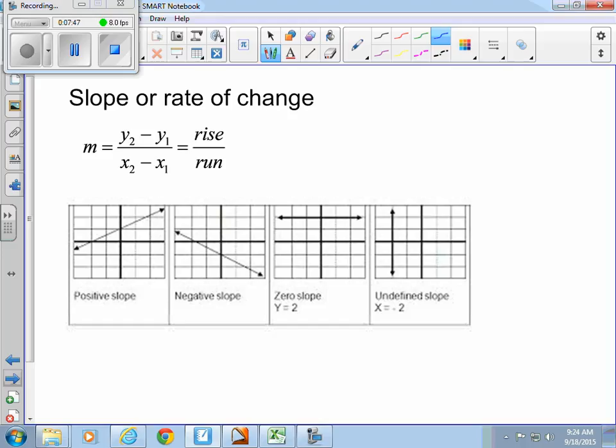No, that would give you the distance, like the line between the 2 points, not slope.